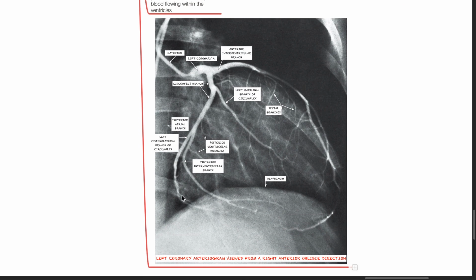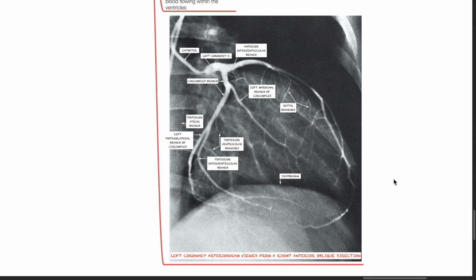This is a left coronary arteriogram viewed from a right anterior oblique direction. Structures shown here include the catheter, left coronary artery, anterior interventricular branch, the circumflex branch, the left marginal branch of the circumflex, septal branches, posterior atrial branch, left posterolateral branch of the circumflex, posterior ventricular branches, posterior interventricular branch, and the diaphragm.